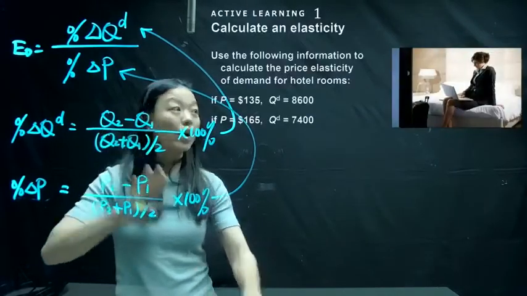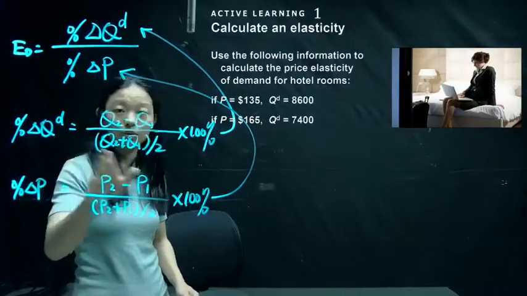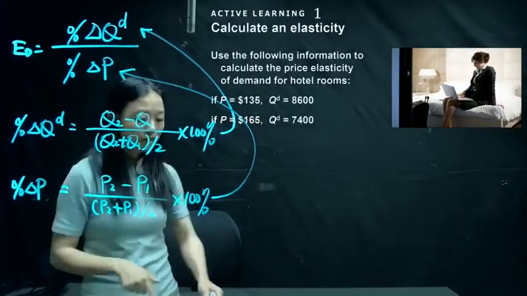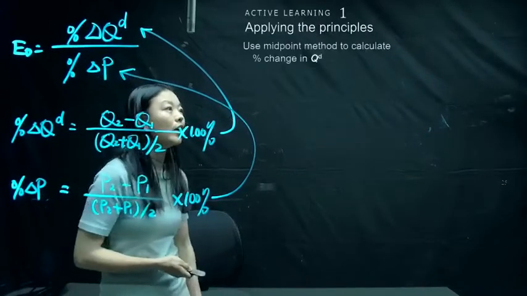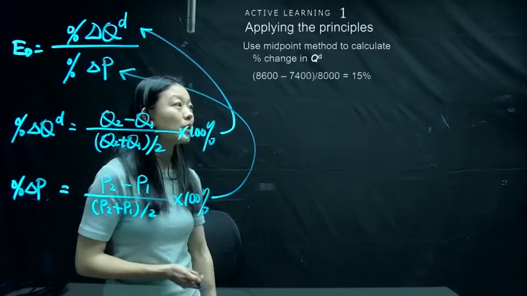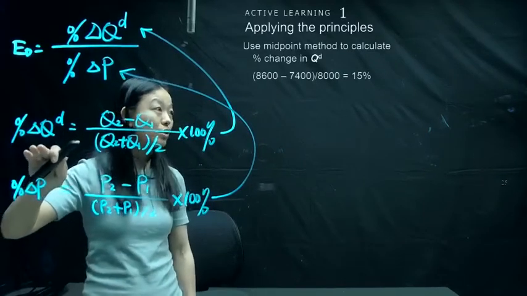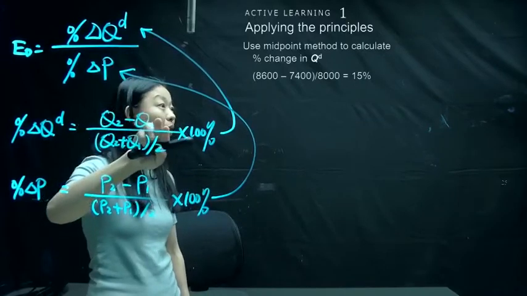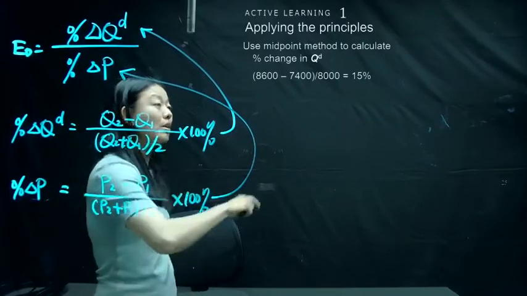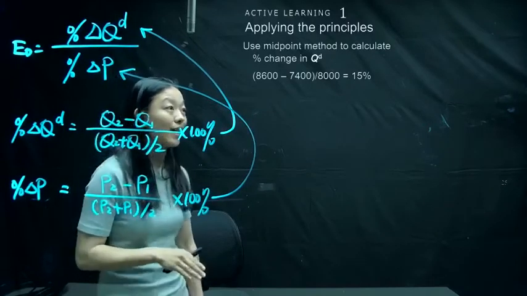So this question actually did not tell you the percentage change directly, right? So you need to use the midpoint method. Therefore, first we need to compute the percentage change in quantity, right? The percentage change in quantity, you use 8,600 subtract 7,400 and then divide 8,000.